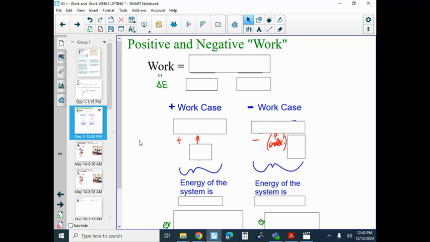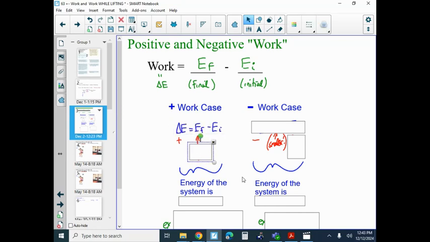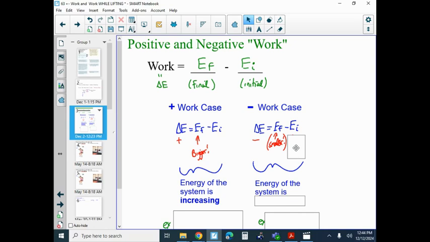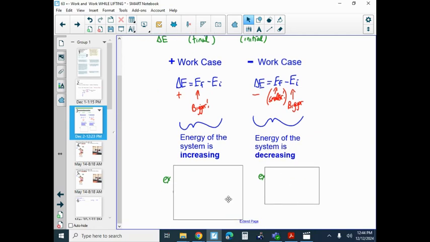All right. So positive and negative work can be a kind of confusing thing, but certainly when you do work on something, you change its energy, right? And so if you look at the final energy and the initial energy, if you look at the change by doing final minus initial, if we have a positive work case, then the initial would have been the smaller one. The final ends up being the bigger one, right? So the energy of the system is increasing. In a negative work case, we've got the final one being the smaller one, the initial one having been bigger. Okay, so the energy of the system is decreasing.